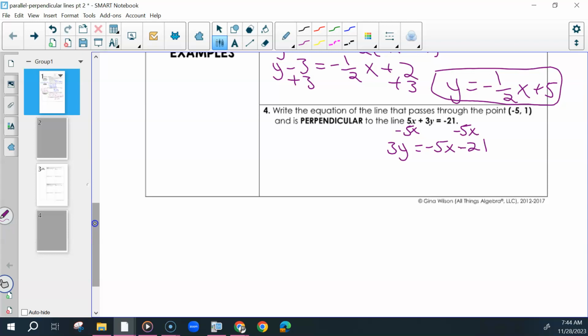Divide everything by 3. Again, this is not our answer, we just rewrote the original. Cross out your y-intercept, you don't need it. Our new equation has to be perpendicular to this one. What would our new slope be? 3/5. Positive 3/5. Again, if you don't do that part, everything else will be wrong.